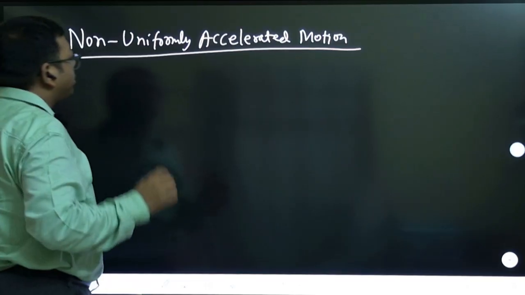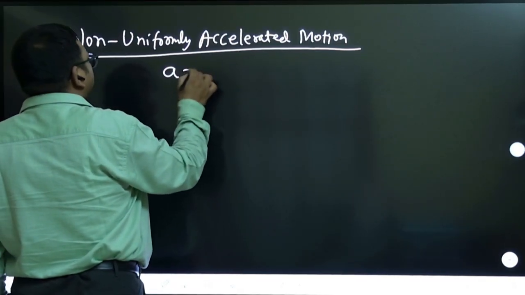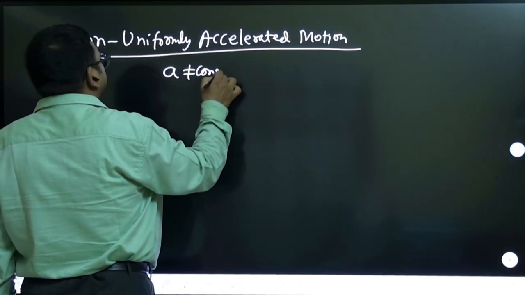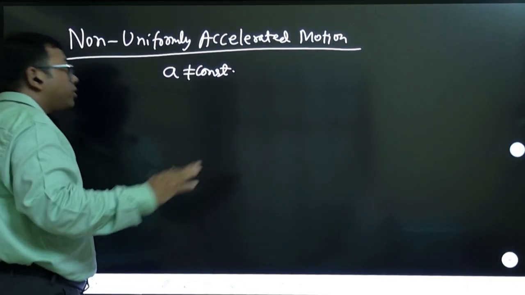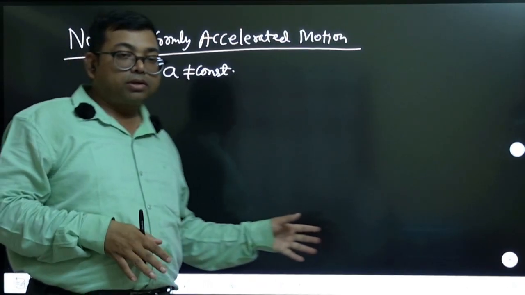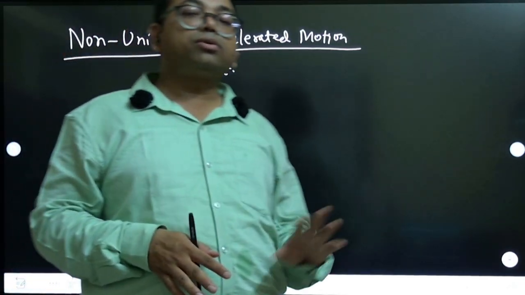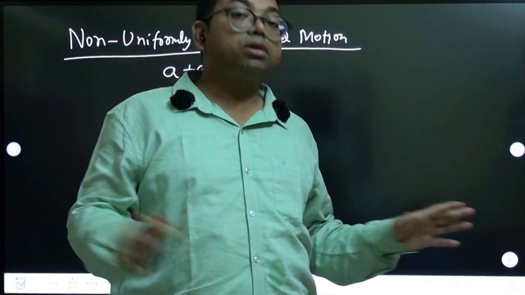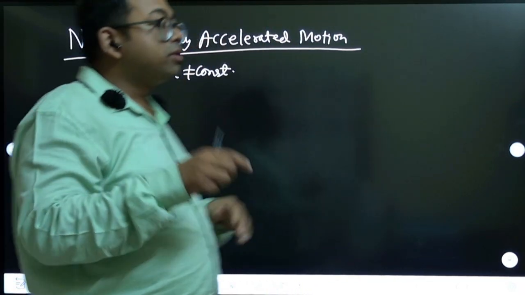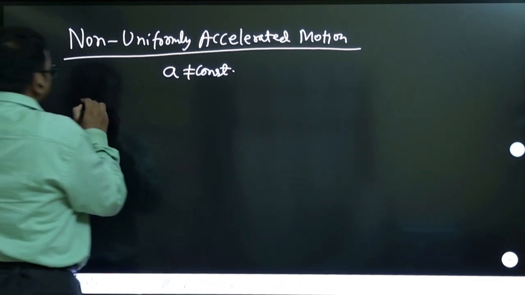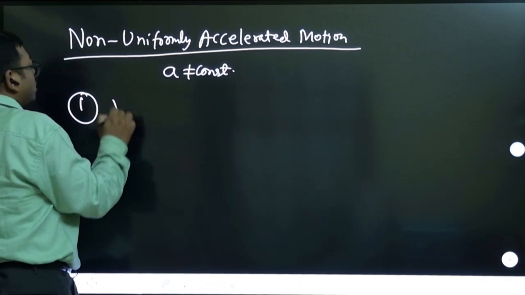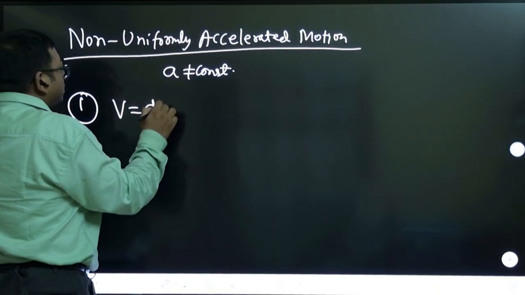In non-uniformly accelerated motion, acceleration is not constant. Then you cannot use any of these equations. Whatever equations we just saw, v equal to u plus at and all the five equations, none of these you can use. What you can use is differential equations. There are only three differential equations. V is equal to dx by dt.